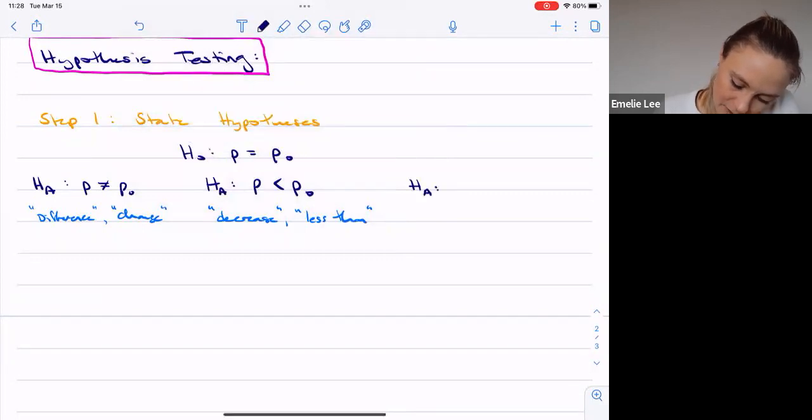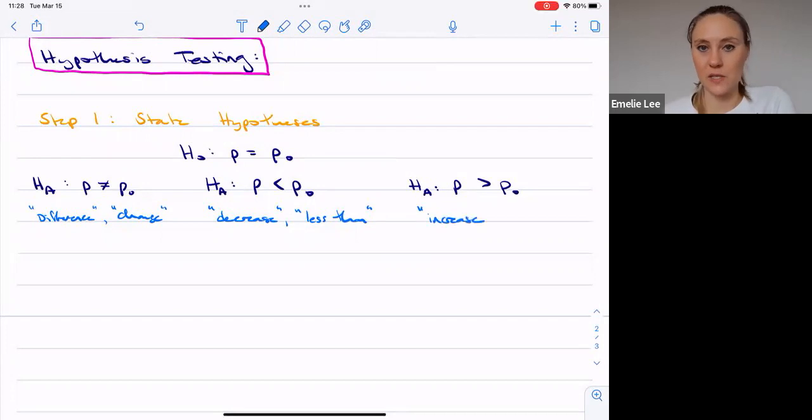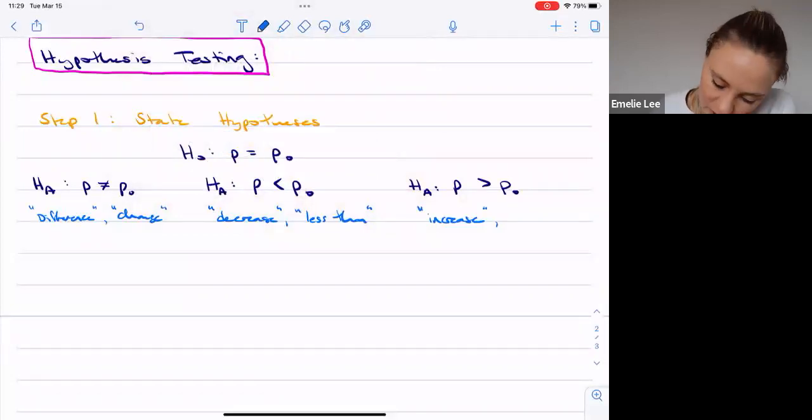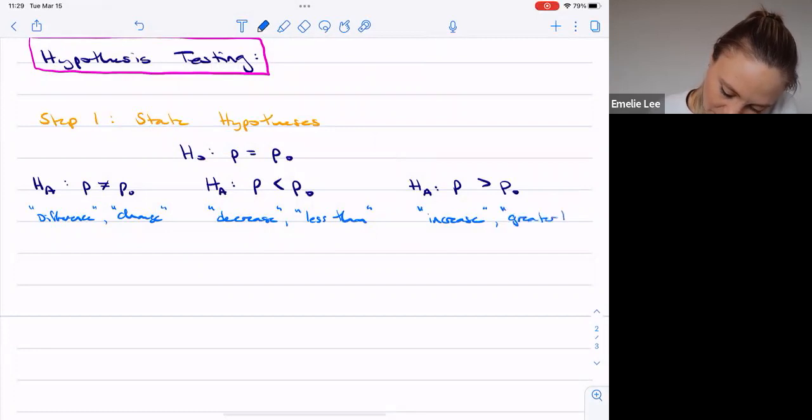And then finally, our last option is that P is greater than P naught. So from the question, you might have something mentioning, has there been an increase, a significant increase? And whenever we use the word significant, remember, we're talking about statistically significant. So do you have enough evidence to reject H naught? And H naught is always up there the same until you have proof otherwise. And depending on what the question is, that's going to help put you towards your alternative hypothesis. So has there been an increase, or is it greater than some value?